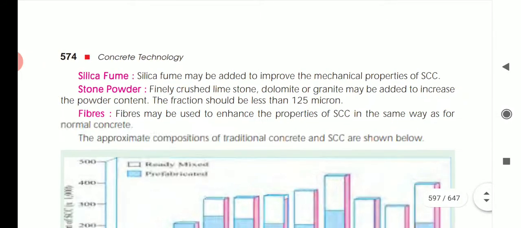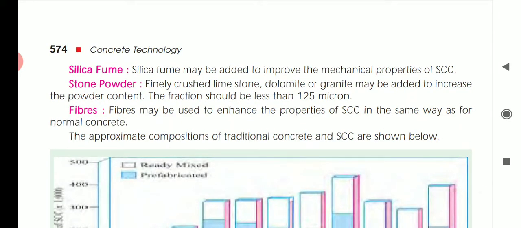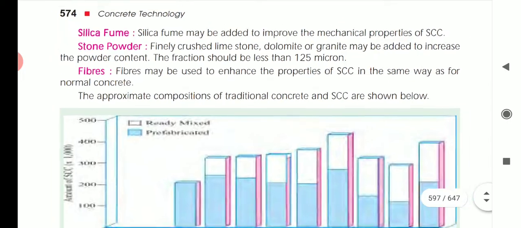Silica fume is also added to improve the mechanical properties of SCC. During the extraction of silica, whatever fumes come out is also added. Stone powder, finely crushed limestone, dolomite and granite from quarry sites, will also be added to the concrete. And fibers may be used to enhance the properties of SCC in the same way as for normal concrete.